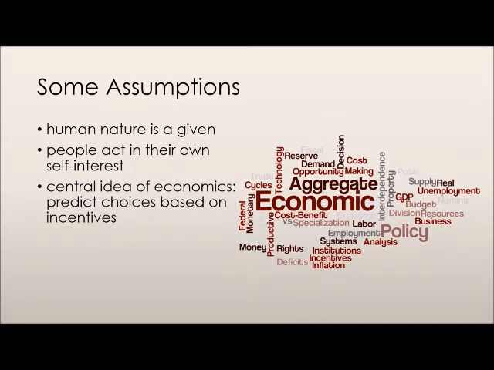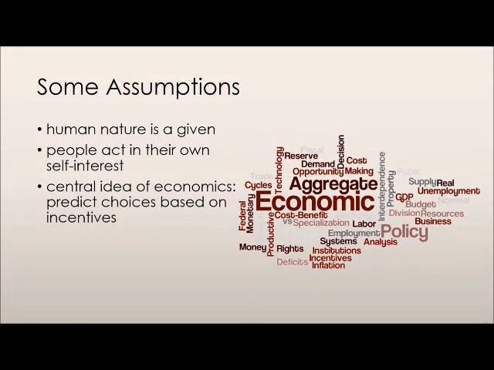Economists take human nature as given. We view people as acting in their own self-interest in order to gain the most benefit for themselves. As I mentioned before, how much benefit someone gains depends on their own preferences. But in general, people will try to maximize their benefit regardless of their preferences. The whole point of economics, or at least microeconomics, is to predict the self-interested choices that people make by looking at the incentives they face.